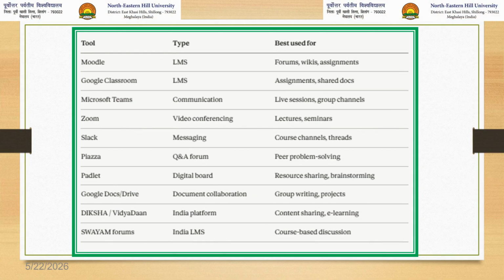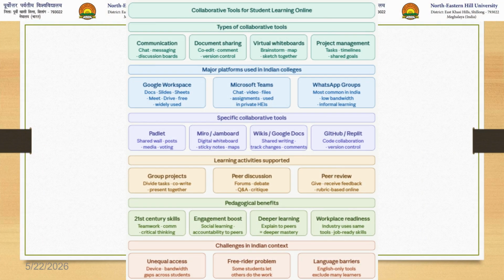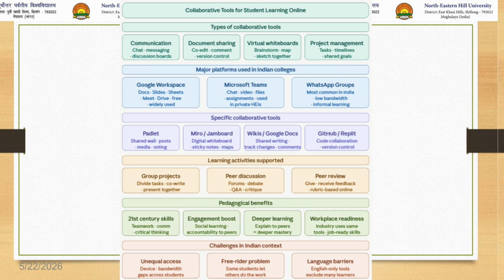This table lists collaborative tools and platforms used in higher education, their type, and best uses. They span learning management systems like Moodle, communication tools like Microsoft Teams, and India-specific platforms like Diksha. Collaborative tools are essential for student online learning. They are categorized by function, such as communication, document sharing, and project management. Google Workspace and Microsoft Teams are major platforms.